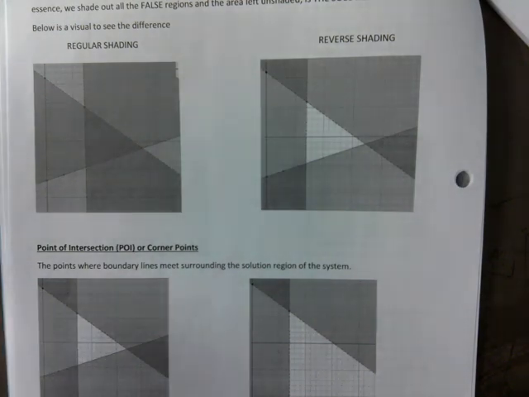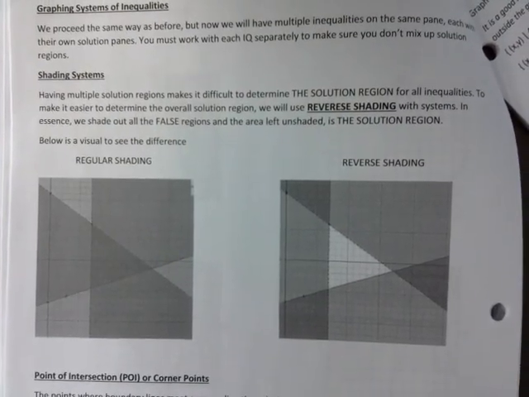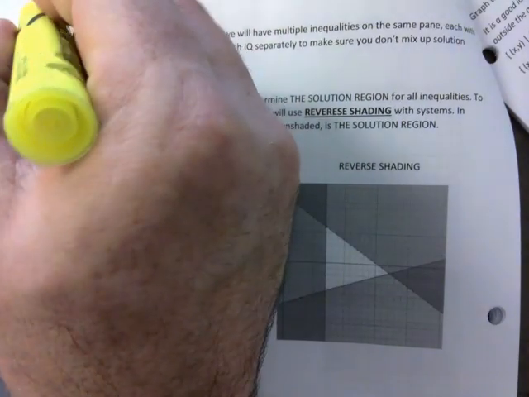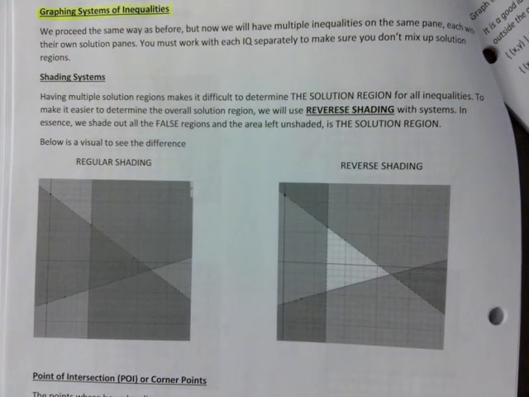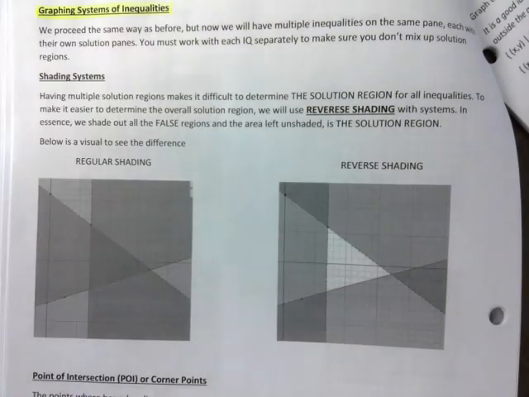Have your calculators ready for this one, your graphing calculators, because we're gonna need them, okay? So I'm gonna highlight that just to make sure you know we covered it, okay? So graphing a system just means more than one. That's all it means, okay?